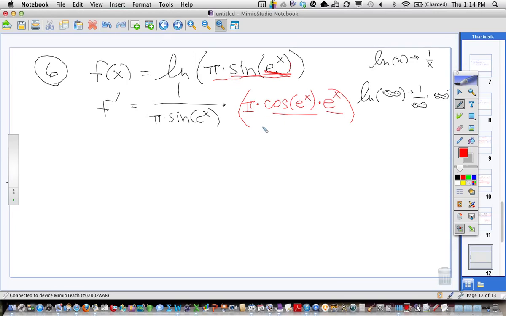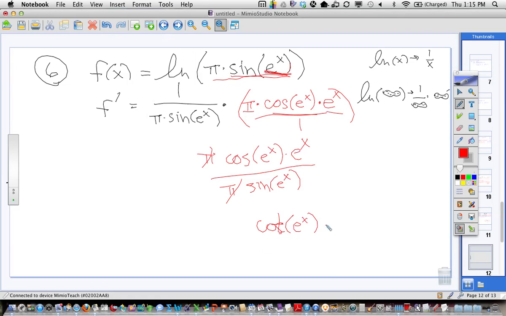But there is one thing we could simplify. We can cancel the pi's, because this is like a 1. So what they do is they put this on top, cosine e to the x times e to the x over pi sine e to the x. Pi's cancel. This would be fine. I think in the answer book they wrote that as cotangent. Well, is it cosine e to the x over sine e to the x? Cotangent e to the x, right? So you could write it cotangent of e to the x times e to the x, but you wouldn't have to. This is fine. But the pi's canceling you should do.